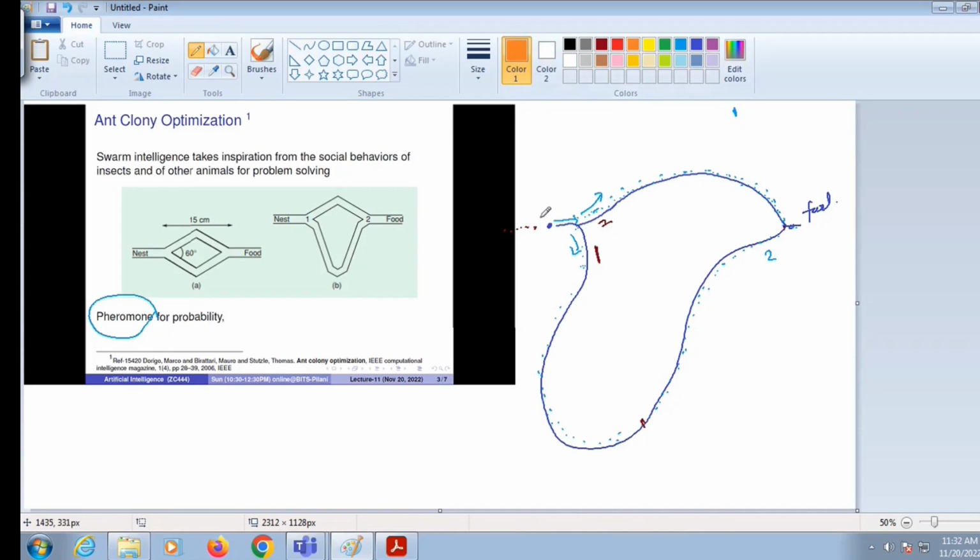So when the next ant comes here, he has to pick whether he should go into path A or path B. He sees that the pheromone on this particular side is 2 times as compared to here, 1. So the probability of going into this particular side is 2 by 3. Probability of going to this particular side is 1 by 3. He chooses using this particular probability. Because he sees that a lot of pheromones are there. I mean, many ants are going in this direction. Why should I go into this particular direction?